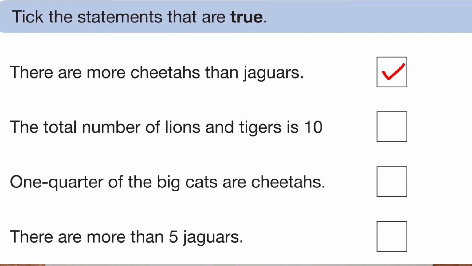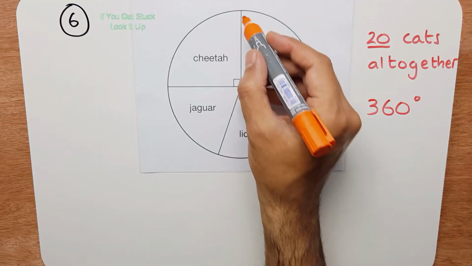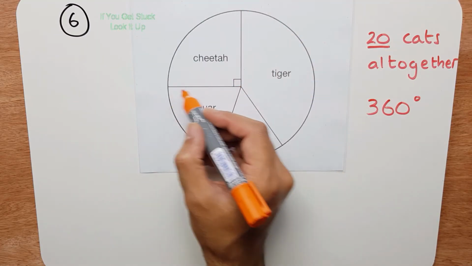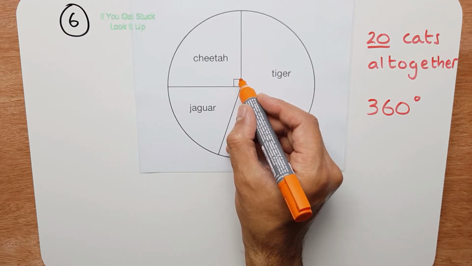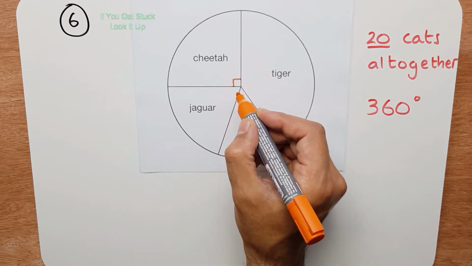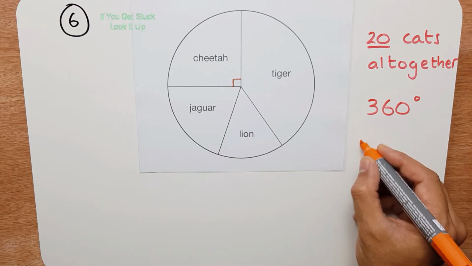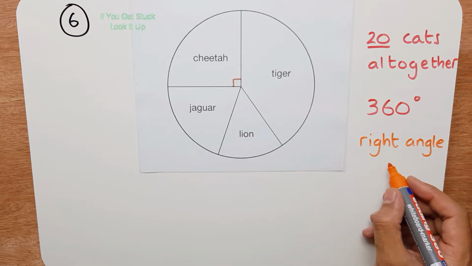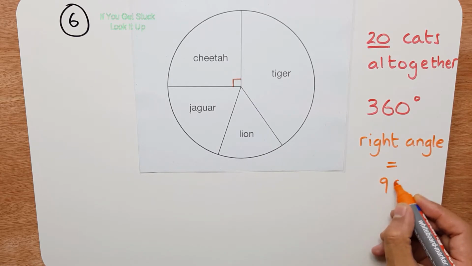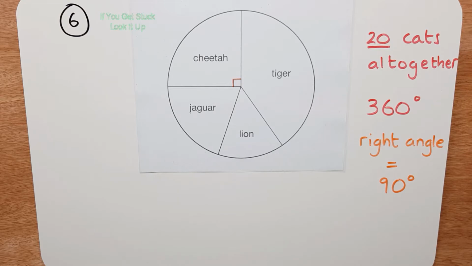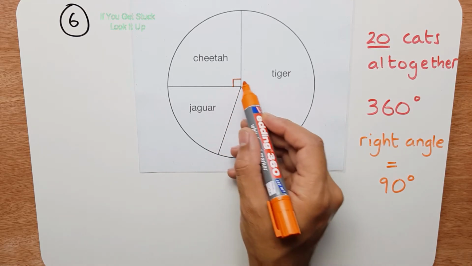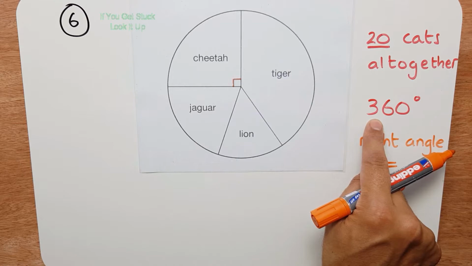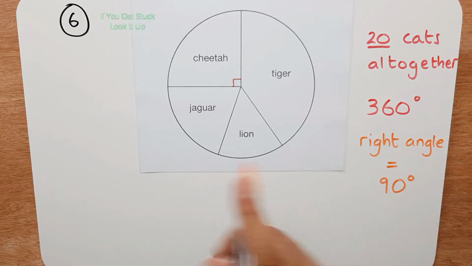The third statement is that 1/4 of the big cats are cheetahs. So let's look at the sector for cheetahs. This little square symbol here tells us that it's a right angle. So let me write down right angle. And we know a right angle is equal to 90 degrees. And 1/4 of a full circle is 90 degrees. So let's try that.